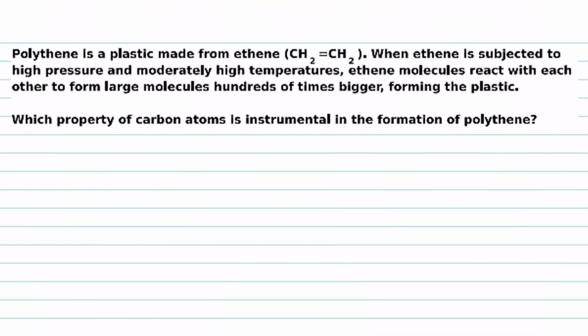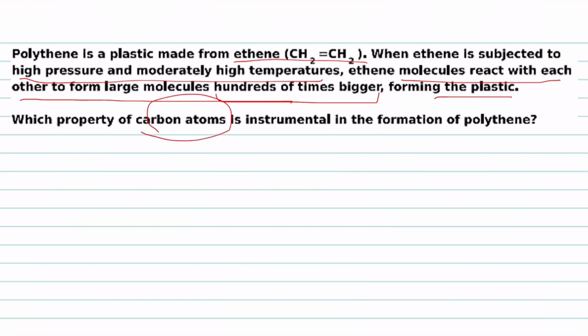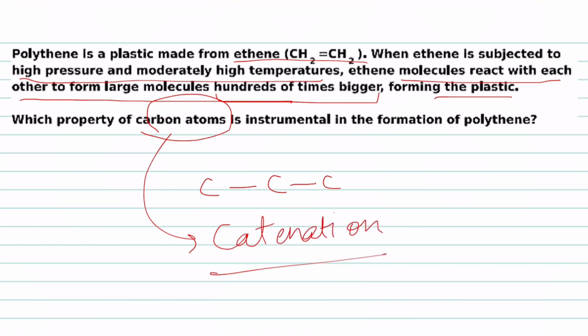Now, polythene is a plastic made from ethene, polyethylene. When ethene is subjected to high pressure and moderately high temperature, they react with each other to form a large number of molecules 100 times bigger, forming the plastic. Which property of the carbon atom is instrumental in formation of polythene? The tendency to form carbon-carbon bonds to form long chains or branches or cycles is called catenation. So this is the property which is instrumental in formation of polythene.